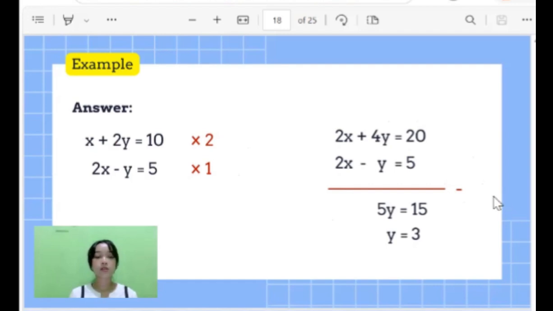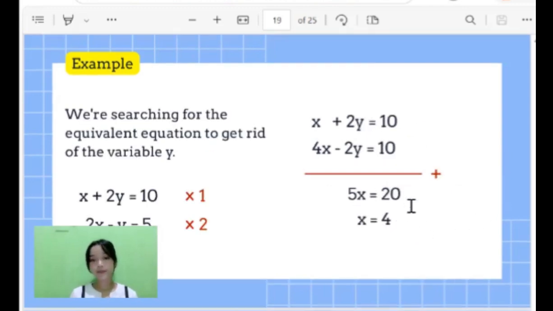So we subtract the equations. 2x minus 2x is 0. 4y minus negative y, minus times minus is plus, so 4y plus y is 5y. And then 20 minus 5 is 15. Now we divide both sides by 5, so y equals 3. Now we look for equivalent equations to get rid of the variable y.